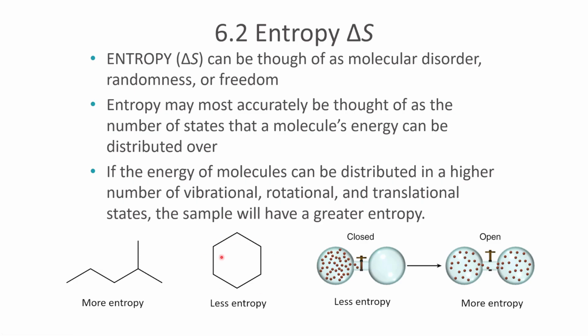A ring structure, for example, has less entropy than a branch structure, assuming the exact same atoms. Again, the more atoms you have in the molecule, the more positions and states it has. So bigger molecules can have more states. And if you have gases contained in a smaller area, when you get more gases or more spread out gases, you also have more entropy.